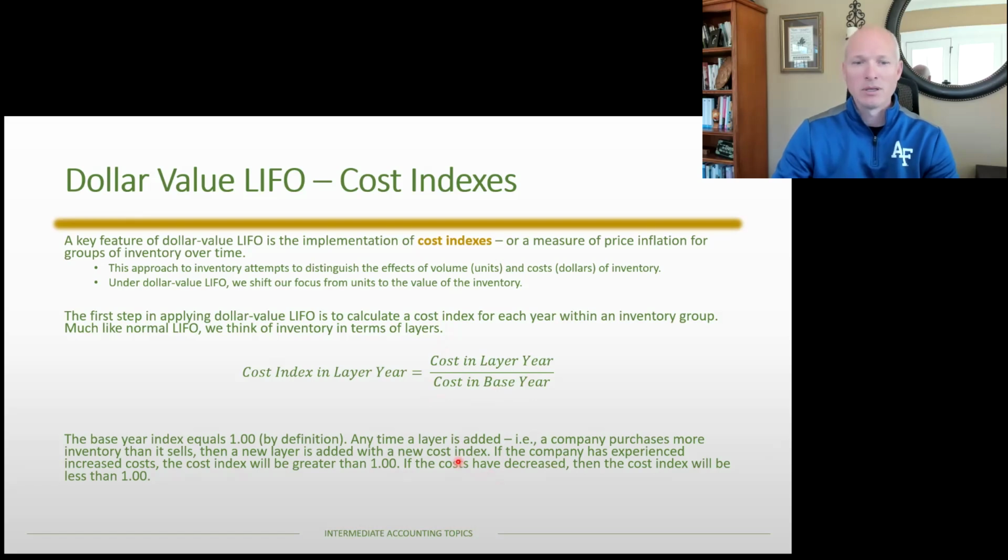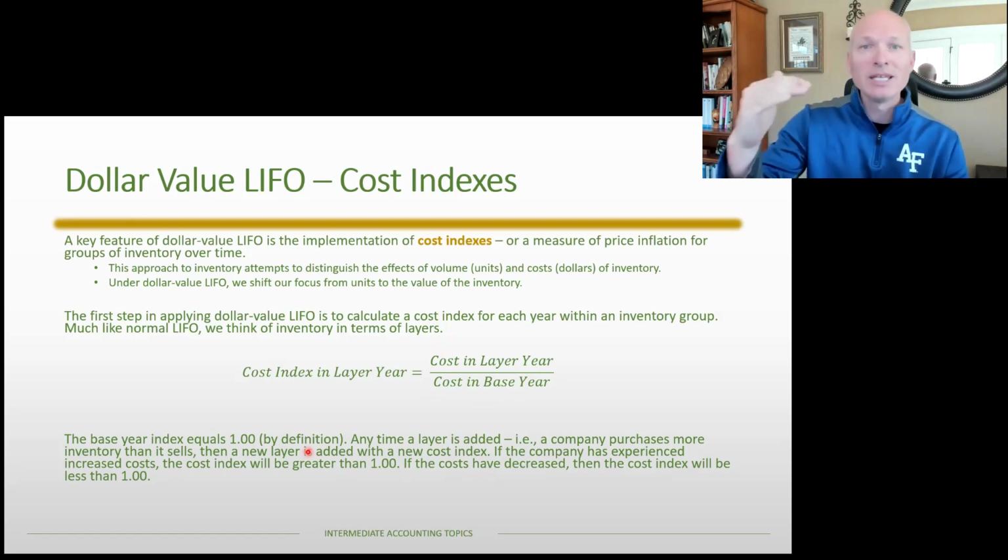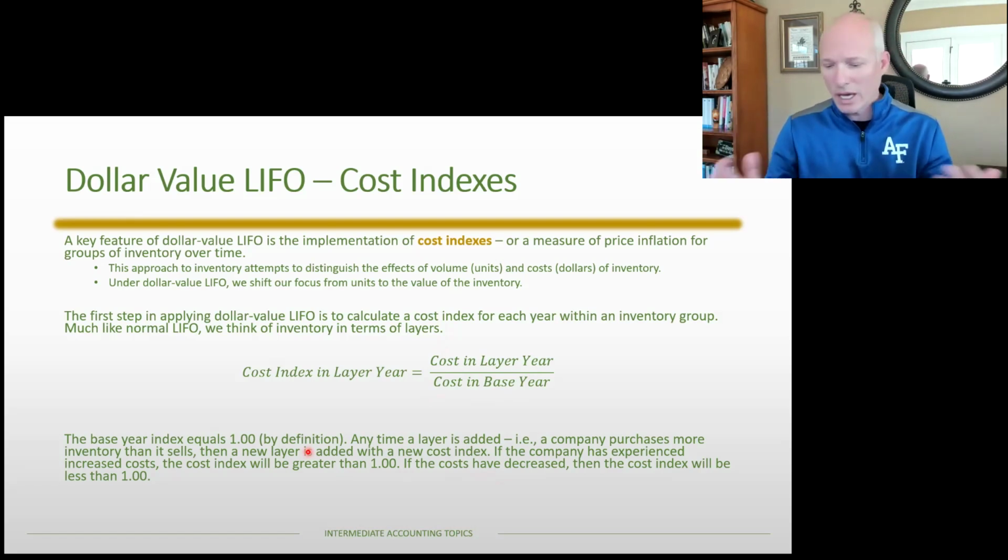99% of the time, the index is going to be more than 1 because almost always the current cost of your inventory is more than some base year, and that base year might be 10 years ago. Now, is it possible that you could have something less than 1? Absolutely possible, but not typical. And so in this class and on the test, the indices are only going to be above 1. I'm not going to make an index that's less than 1.